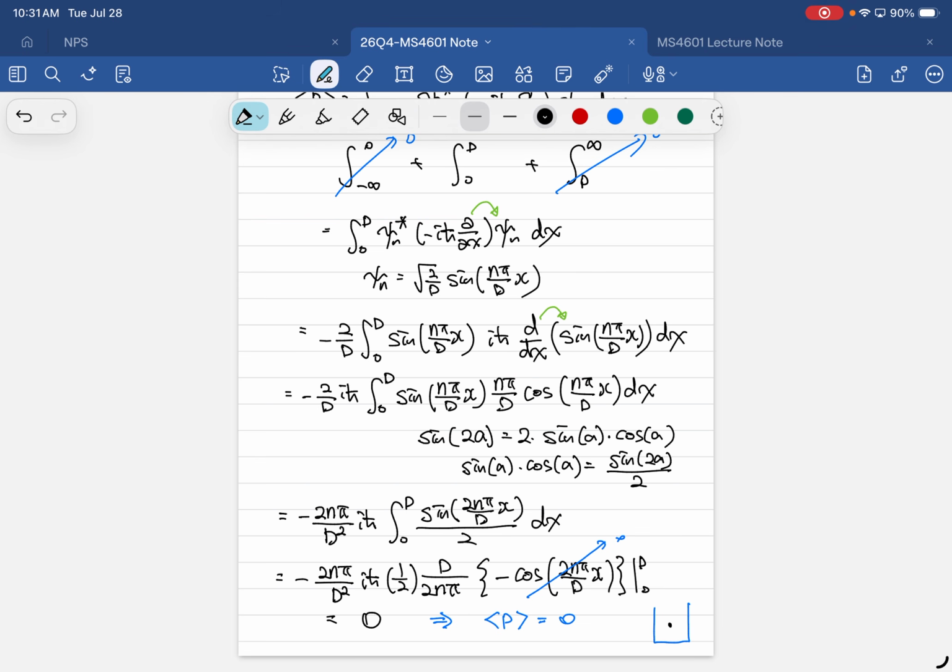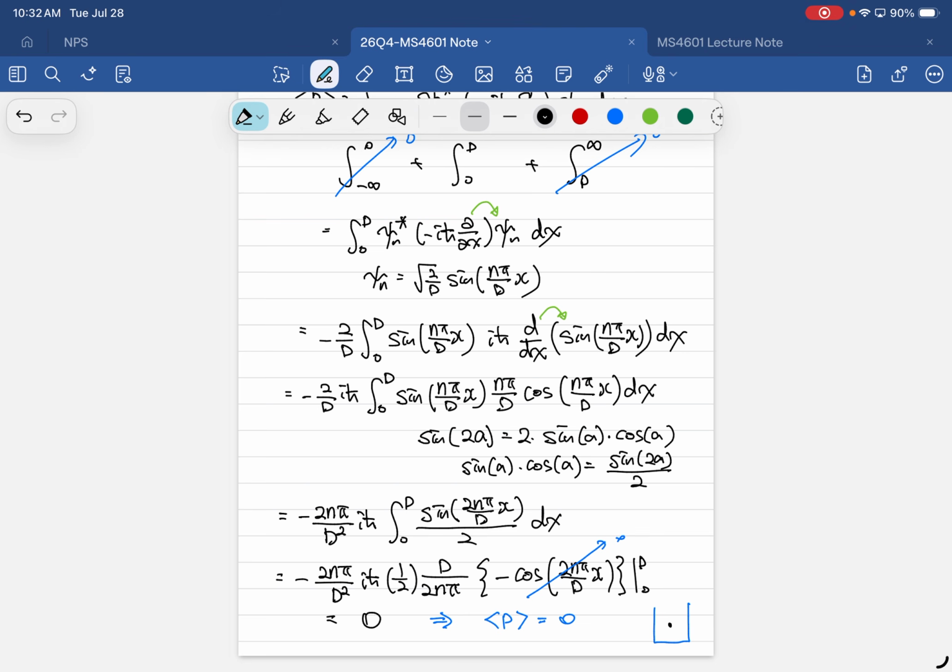And also, if you look at this value, does it have n dependency? No. Regardless of n, the average value of momentum or velocity is 0. So now we got this average value, and also we can obtain the standard deviation of velocity.